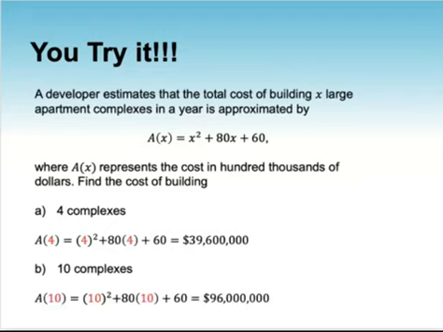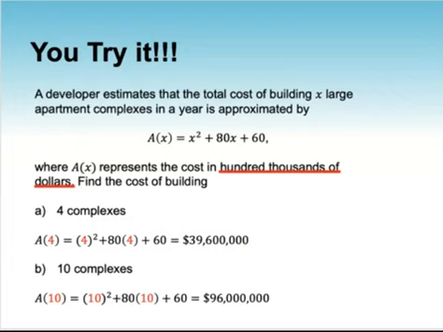So here's my solution. The problem says that a developer estimates the total cost of building x large apartment complexes in a year is approximated by A of x equals x squared plus 80x plus 60, where A of x represents the cost in hundred thousands of dollars. So for 4 complexes, that's just going to be A of 4. And so we have 4 squared plus 80 times 4 plus 60. And in hundreds of thousands of dollars, that comes out to $39,600,000.